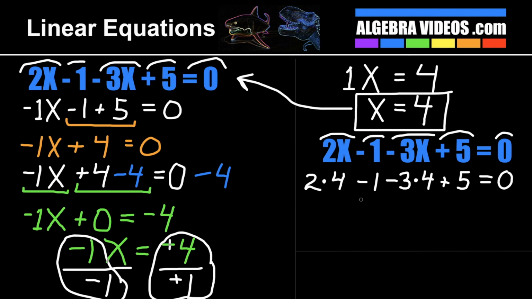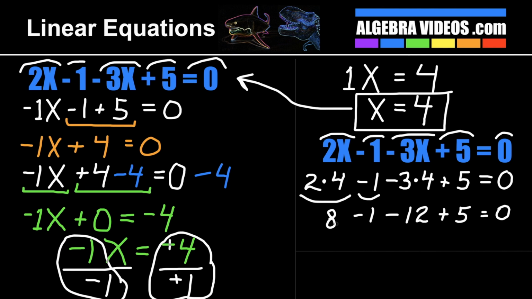And now we just need to simplify this and see if it's all true. So let's simplify this first term. 2 times 4 is 8, right? And then the next term here is minus 1, so I'm just going to write minus 1. And then minus 3 times 4 is 12, plus 5. So I'm just rewriting that, equals 0.